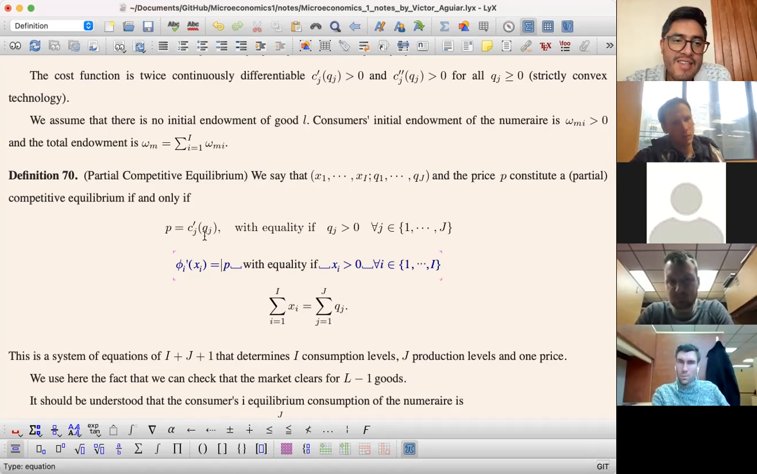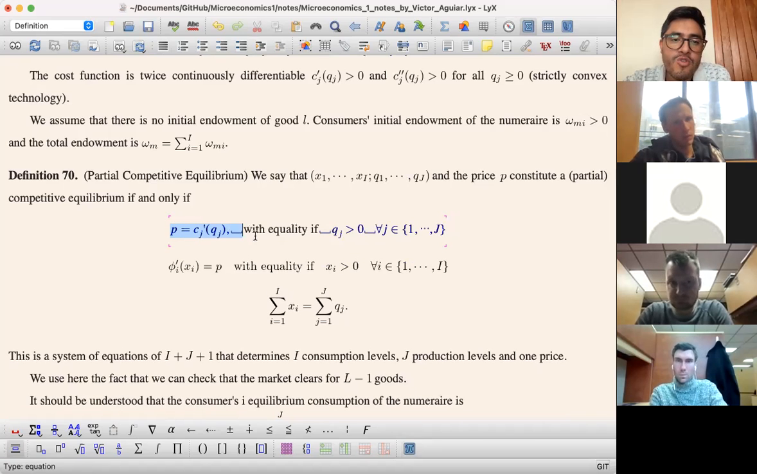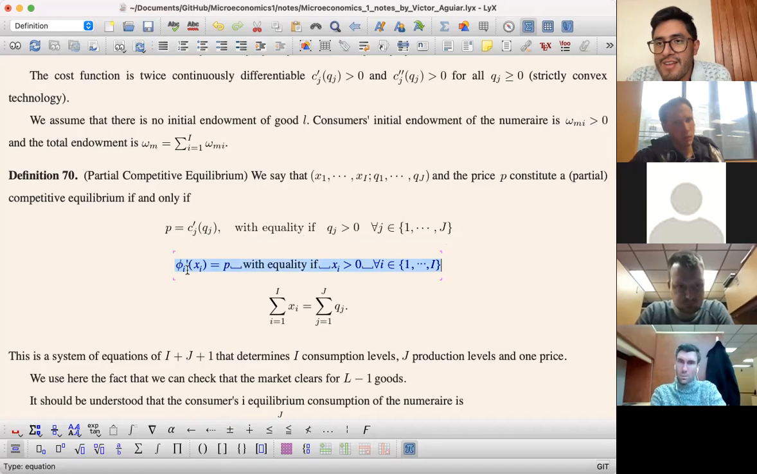So what is this thing here? Who recognizes this? This is the famous supply curve, right? So the marginal cost is essentially describing the supply curve, right? What is this thing here? Is the marginal utility, right? Which is the demand curve, okay?